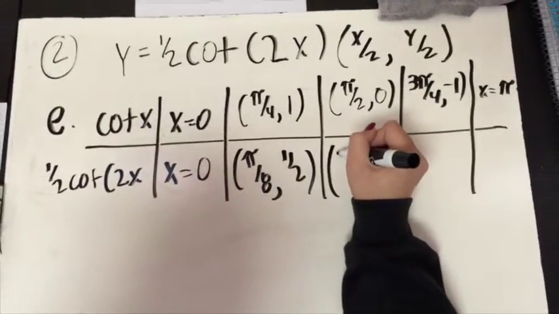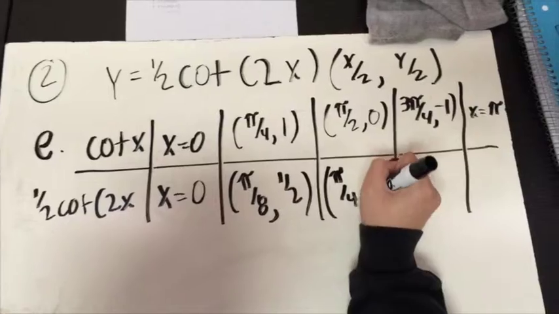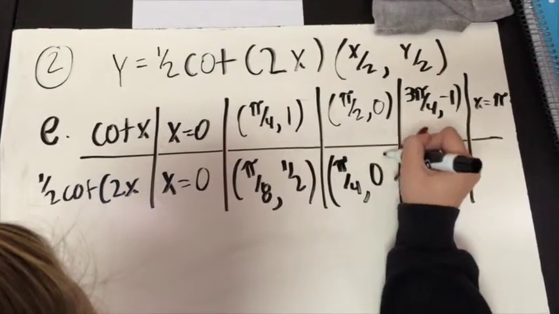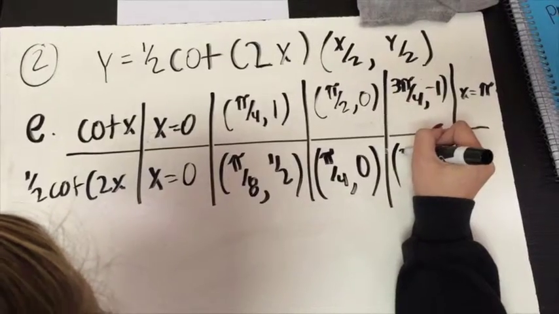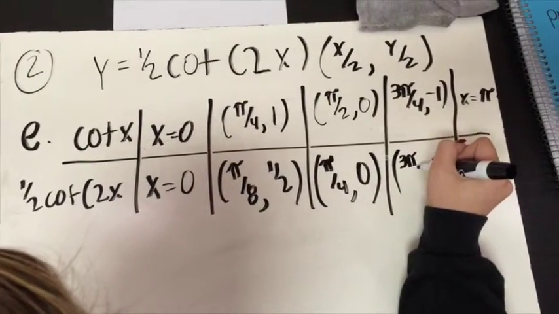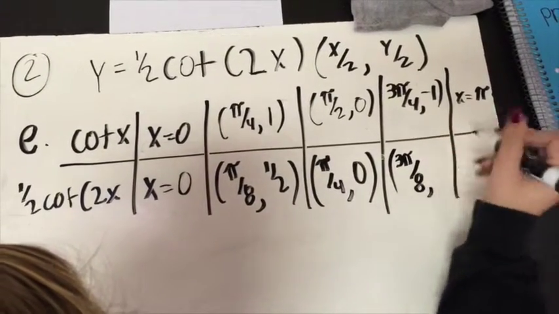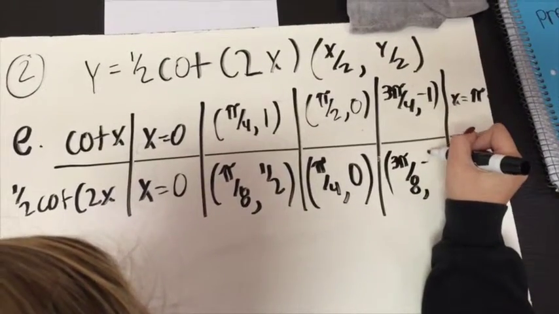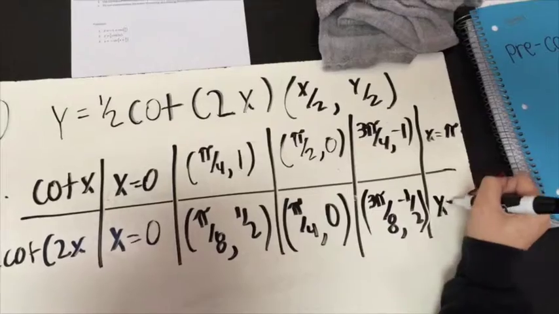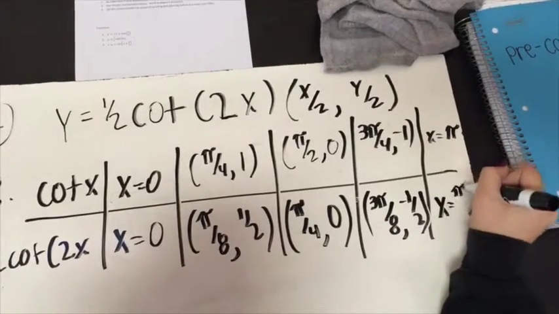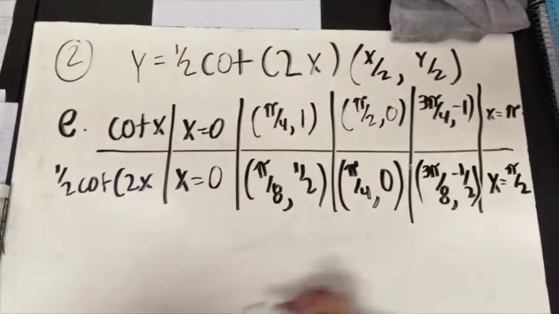Pi over 2 divided by 2 is pi over 4. And 0 divided by 2 is 0. 3 pi over 4 divided by 2 is 3 pi over 8. And -1 divided by 2 equals -1/2. Pi divided by 2 equals pi over 2.